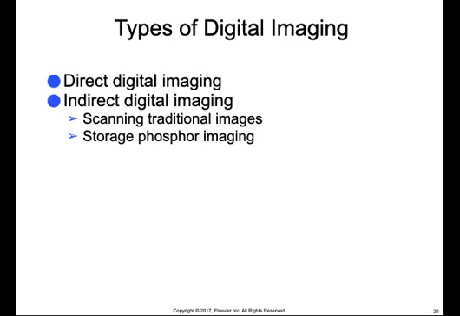So there are two methods of obtaining a digital image currently. One is by using direct digital imaging, and the other is by using indirect digital imaging, which includes scanning traditional images or storing on a phosphor plate.